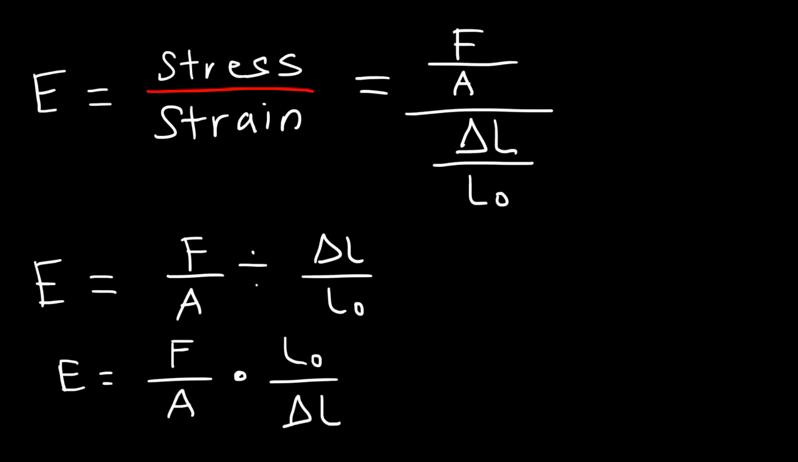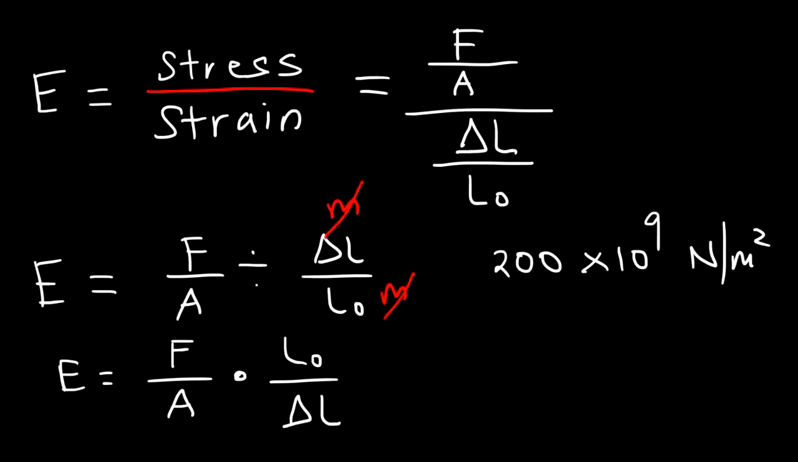Now the elastic modulus tells you the strength of the material. For example, steel is very strong. It has an elastic modulus of 200 times 10 to the 9, and the units are newtons per square meter. Delta L and L0 are in meters, so they cancel. Force is in newtons, area is in square meters, so the elastic modulus is going to be newtons per square meter, which is basically equivalent to a Pascal. Pressure is force over area, and 1 newton per square meter is equal to a Pascal.